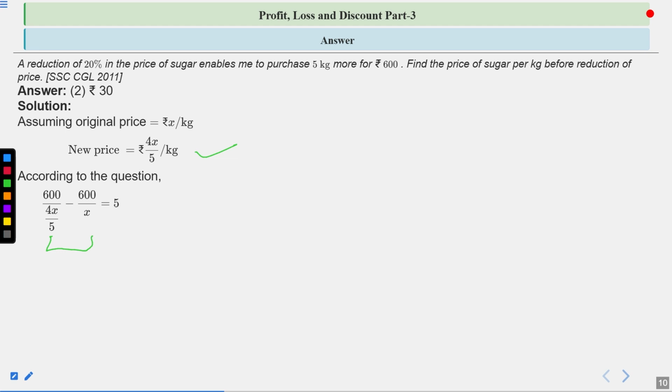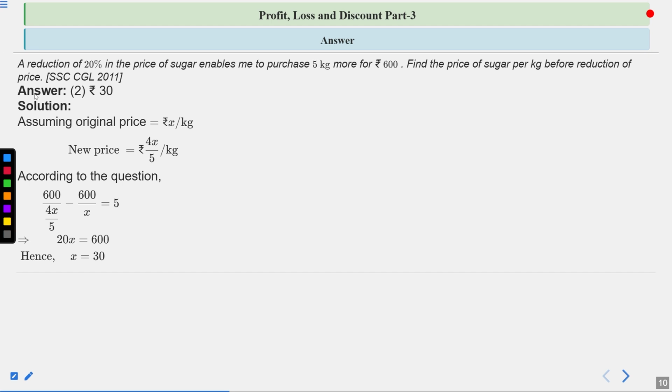and the difference between them should be equal to 5 kg more. Because we divide the total amount by the price per kg, we get the quantity of sugar. In the same way, when we divide 600 by x, we get the quantity of the previous sugar he bought. So the difference between them is 5 kg. When we simplify it, we get 20x equals 600. So the value of x equals 30 rupees per kg, where x is the original price. So the second is the correct answer of this question.